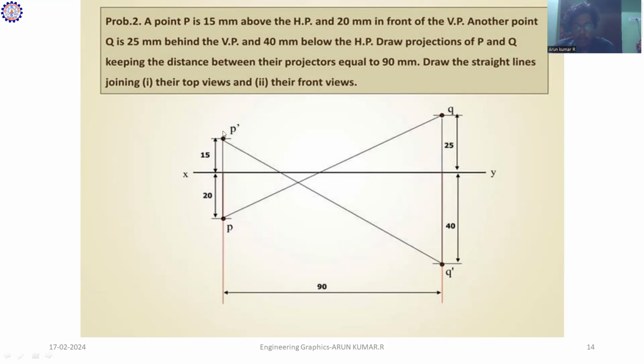This is very useful. You have to understand what a quadrant is, and then find out the front view and top view. This is the first quadrant, this is the third quadrant. So I draw this line, and I get the straight line. These are the main outcomes of this problem. Whenever you solve this problem, you have to understand how many points and how many quadrants are there. That is very important for drawing the problem. Thank you.